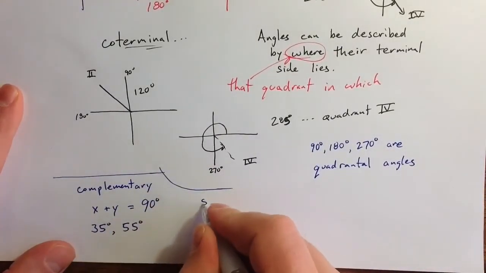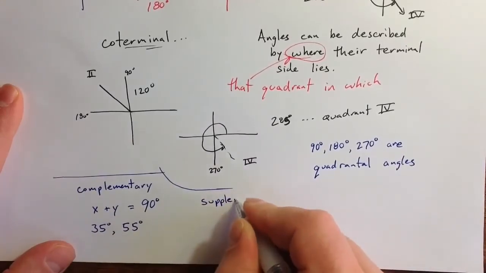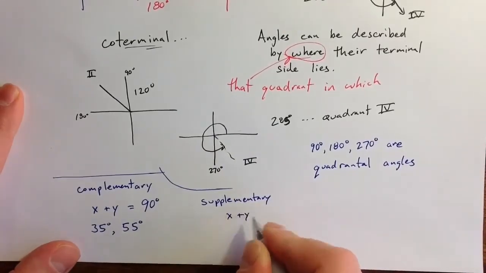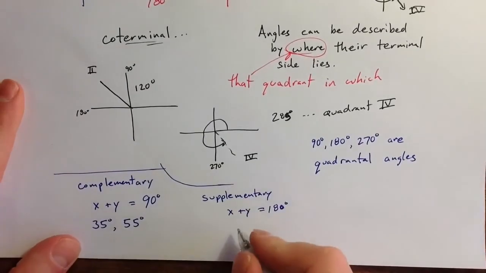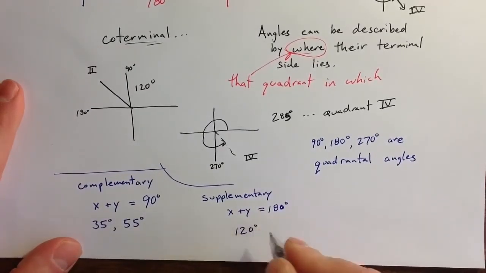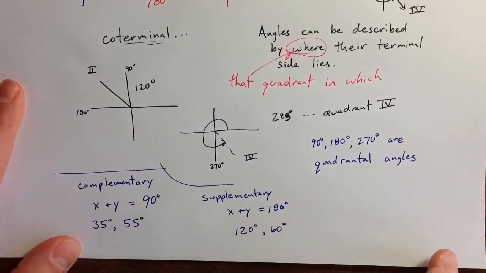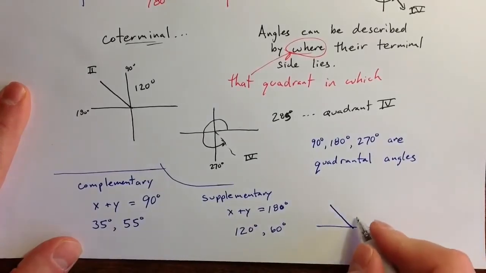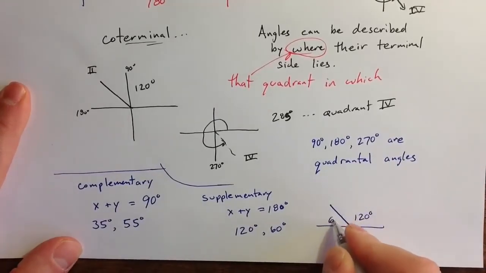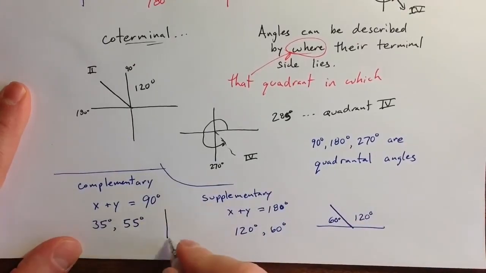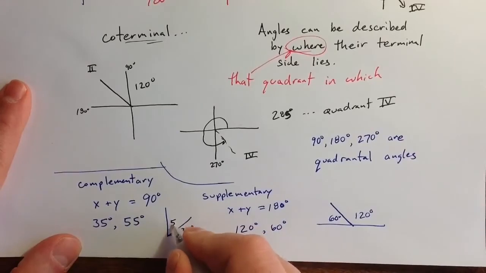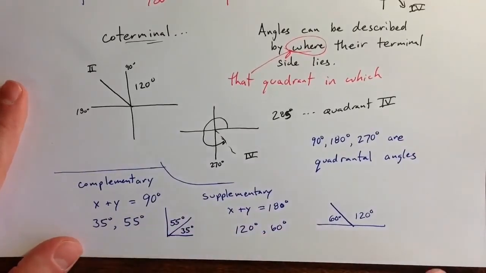In discussions to come, the idea of supplementary angles is also important. Supplementary angles add up to 180 degrees. So for example, 120 degrees and 60 degrees would be a supplementary pair. Geometrically, 180 degrees can be thought of as a straight line. So if this is 120 degrees, this would be 60 degrees. Complementary angles add up to a right angle. So if I take 35 and 55, they would split up a 90-degree right angle.